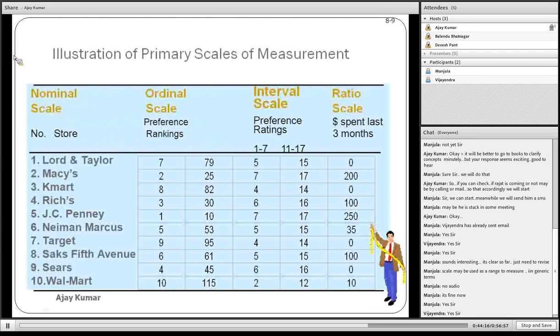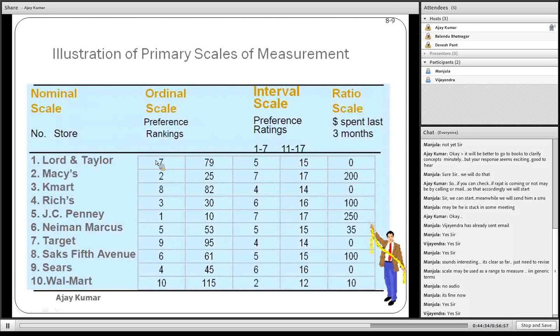So we have this nominal scale. These are the stores, Lord and Taylor, Macy's, Kmart. This is the number which is given to them. This number also can be taken as the nominal scale, because we know that when I say 5, it is JCPenney. So this is a nominal thing.